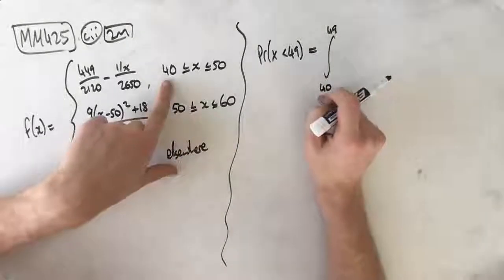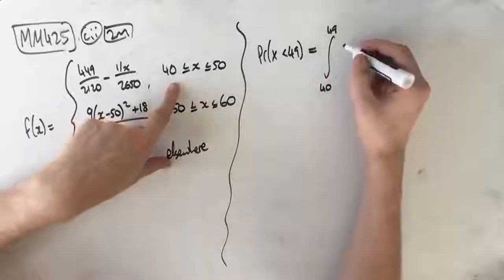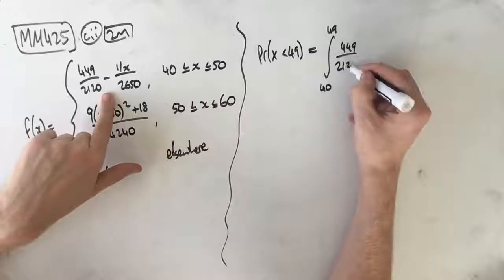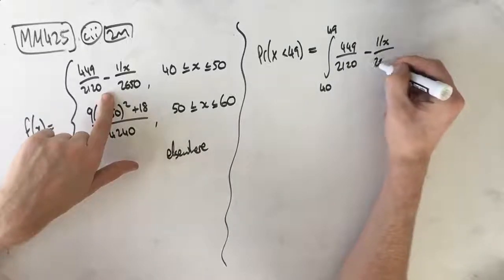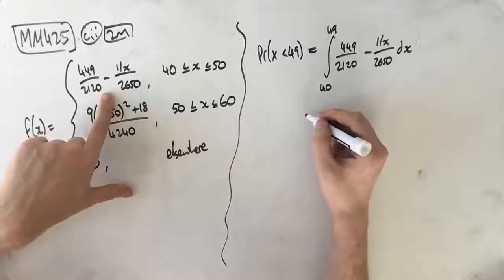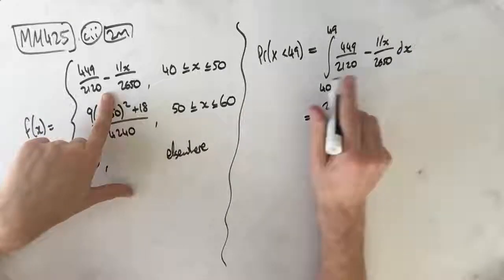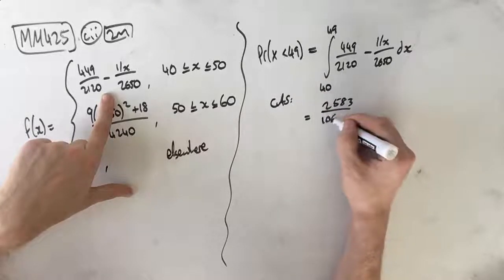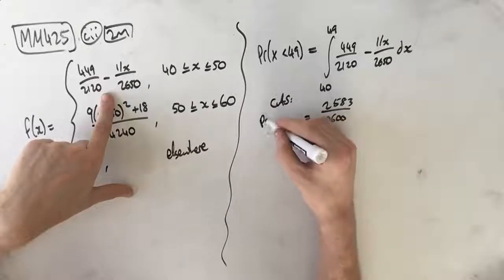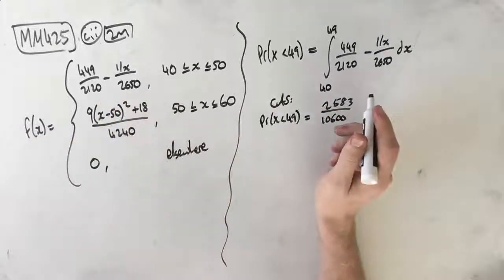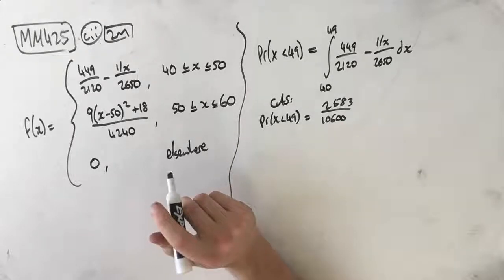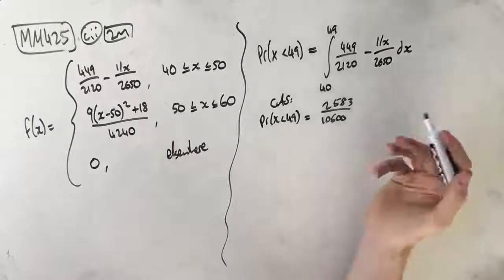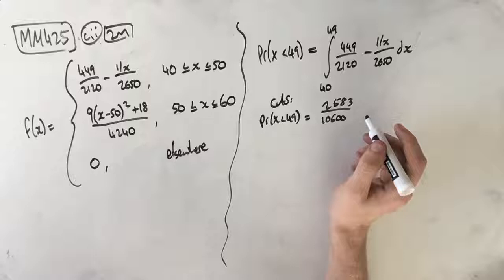So we go from our lower bound to 49, because this is the minutes that we're dealing with. And because it's in this function, we do it with this function. 449 on 2120 minus 11x on 2650 dx. And then what we get is, I would just put this in my CAS. So what we get is 2583 on 10600. That's the probability that any given student takes less than 49 minutes. Now, if there's 49 students in the class, then we can times this probability by 49, and that will tell us the expected number of students that will finish the exam in less than 49 minutes.